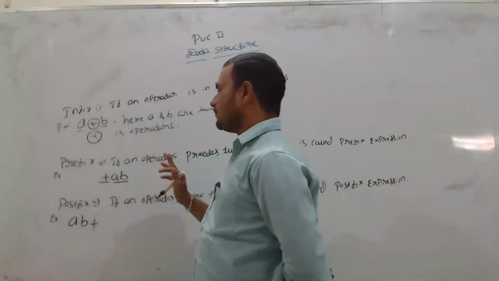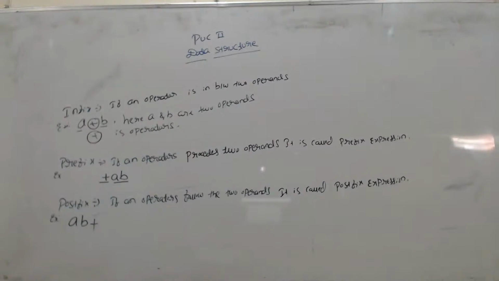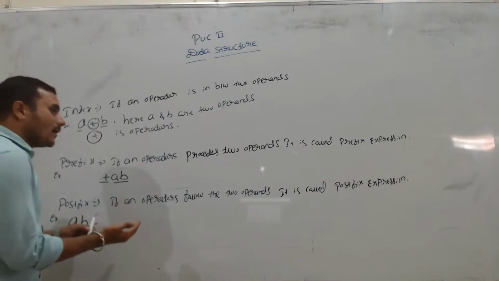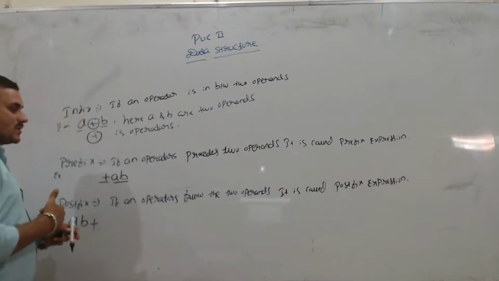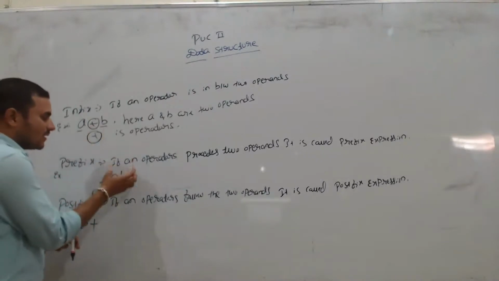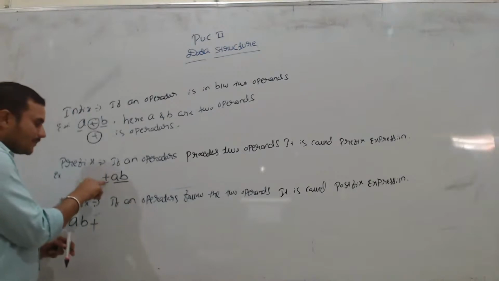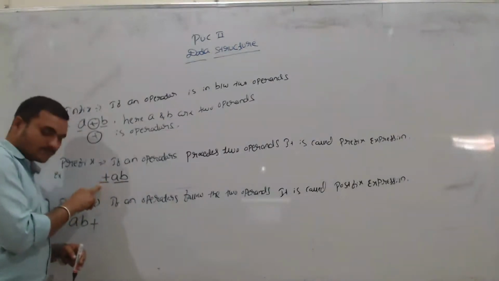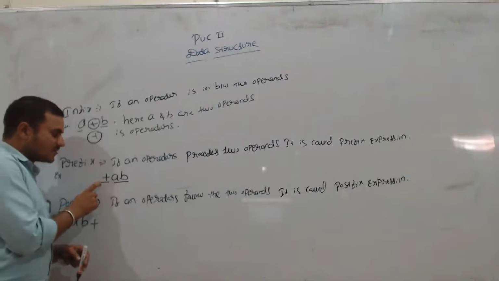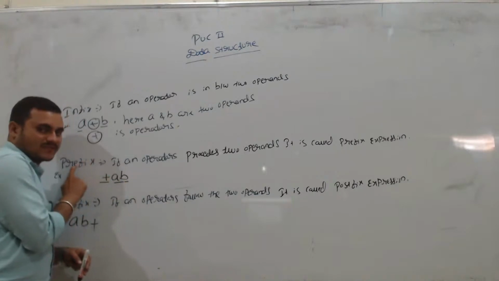Okay. So same thing, prefix. If an operator precedes the operands, it is called a prefix expression. Prefix means what? We have to predefine the operators. First we will define the operators, then after that we will define the operands. So same thing here. First we define these operators, after that we define the operands. Right? This is called prefix.